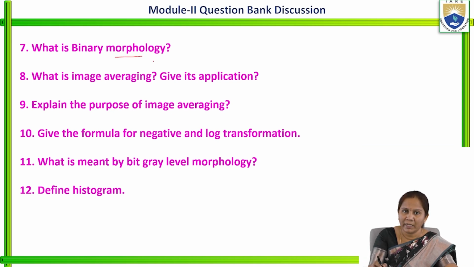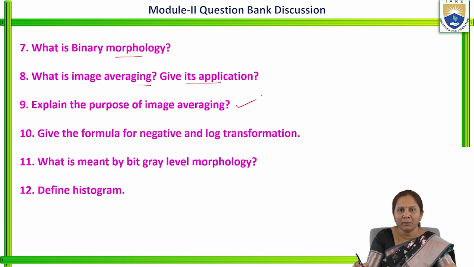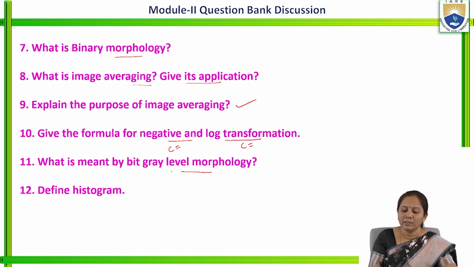And what is binary morphology? What is image averaging? And give some applications. Explain the purpose of image averaging and give the formula for negative and log transformation. So we have to write the formula for C is equal to for negative transformation and log transformation. And next, what is meant by bit and gray level morphology, and define histogram.